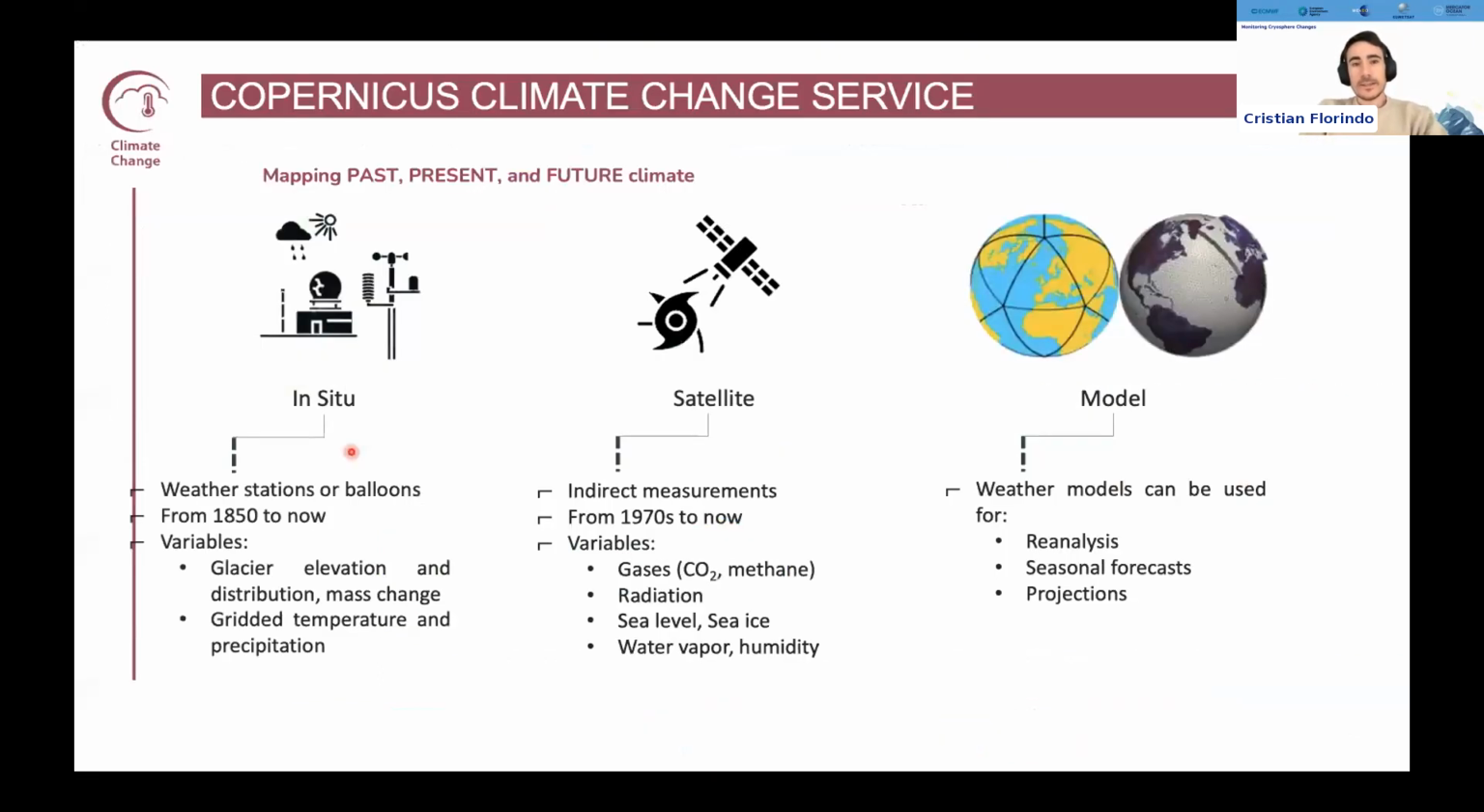Okay, so moving to the next service, the climate change service. In a global picture of this service, they combine a lot of daily in situ observations from weather stations, balloons, long-term series, and a lot of variables. They also take in satellite information and indirect measurements, and then they also run models to get forecasts and make projections, and also do reanalysis. So the goal of this service is to map past, present, and future climate.